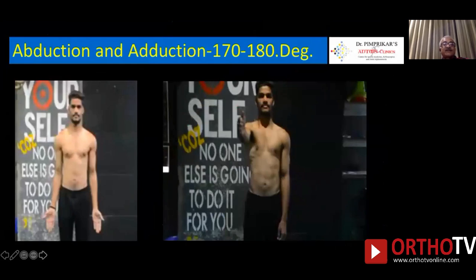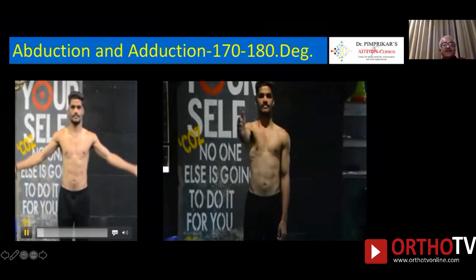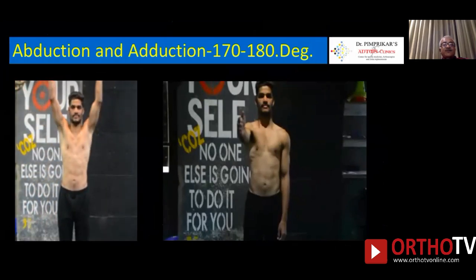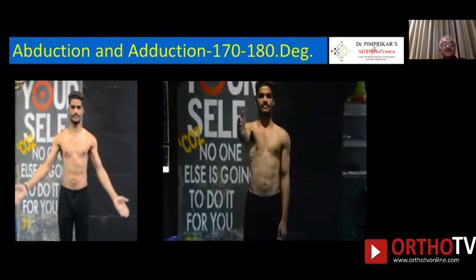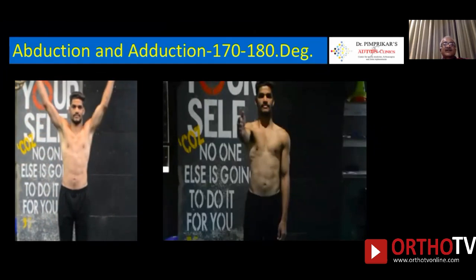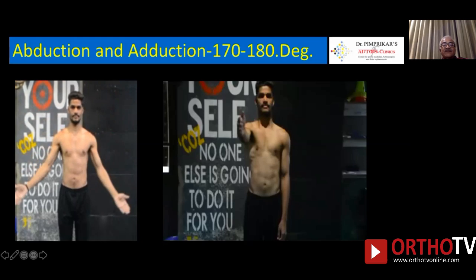This is abduction and adduction. In abduction, when you see, the palms are facing in front and the patient moves both the hands together in a synchronous way to reach the ear lobules. The normal range of abduction is 170 to 180 degrees.